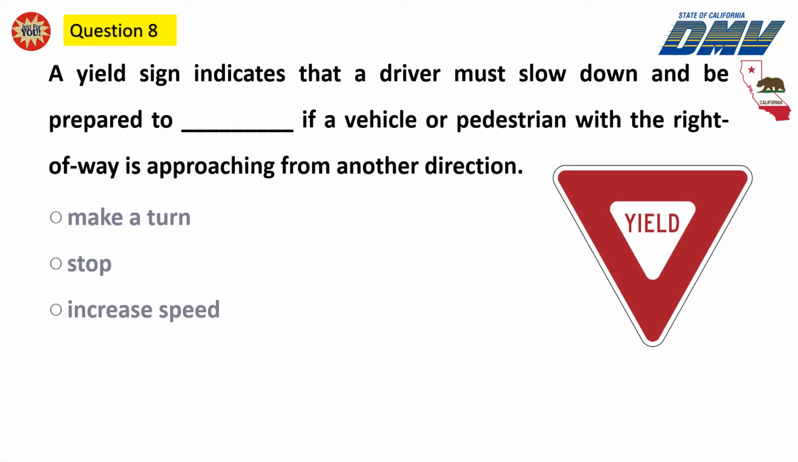Question 8. A yield sign indicates that a driver must slow down and be prepared to make a turn, stop, increase speed, if a vehicle or pedestrian with the right-of-way is approaching from another direction.